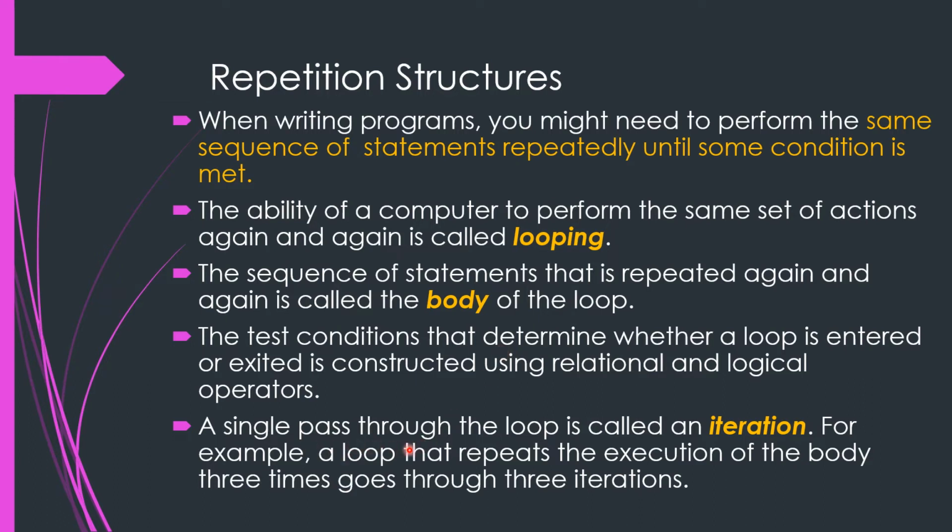A single pass through the loop is called an iteration. For example, a loop that repeats the execution of the body 3 times goes through 3 iterations. Whenever we go through the loop, one single pass is called an iteration, and how many times we go through that loop is counted as iterations. If we execute the body 3 times, it will be known as 3 iterations.